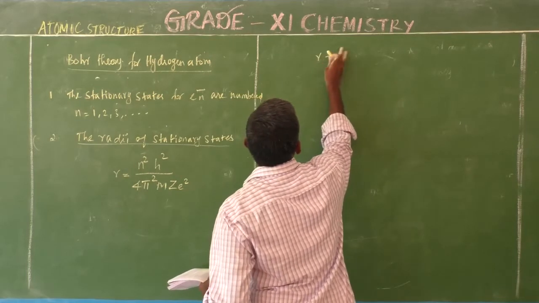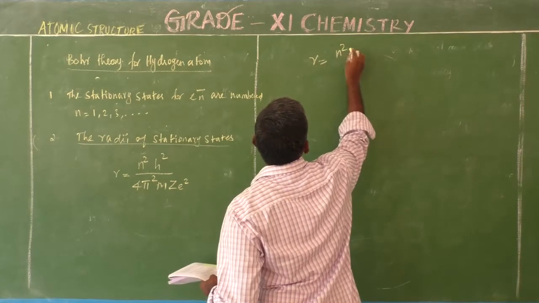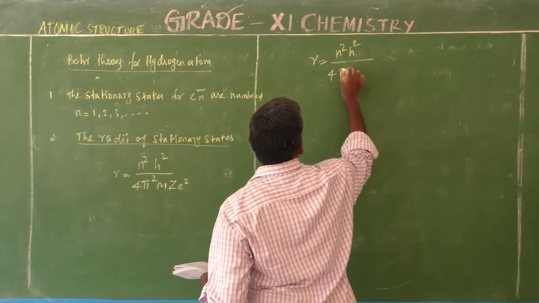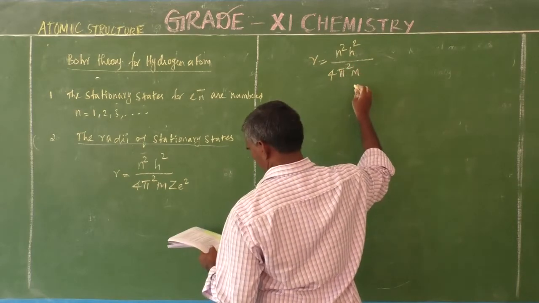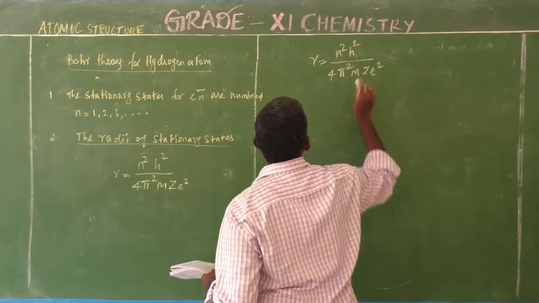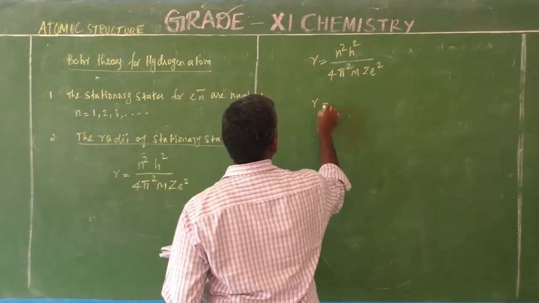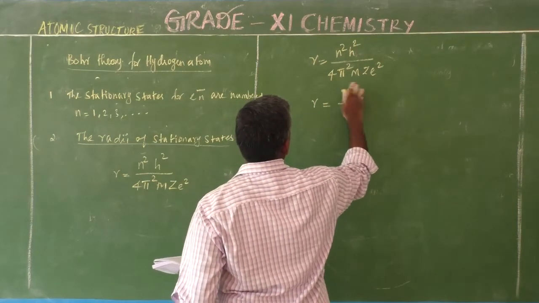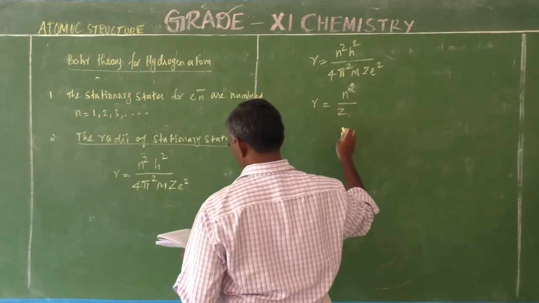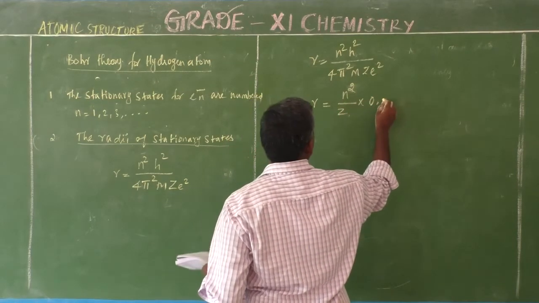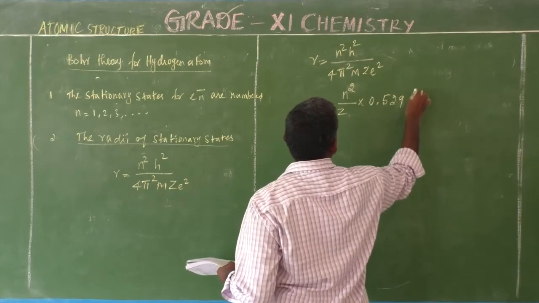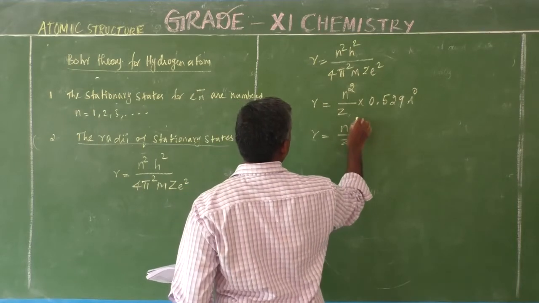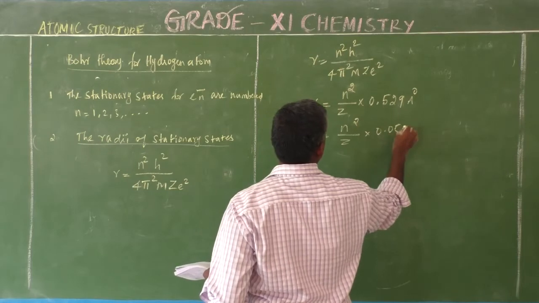Radius formula: R equals n squared h squared by 4 pi squared m z e squared. Now the second formula: R is equal to the same, n squared by z, into 0.529 Angstrom. Third formula: R is equal to n squared by z, into 0.059 nanometer.